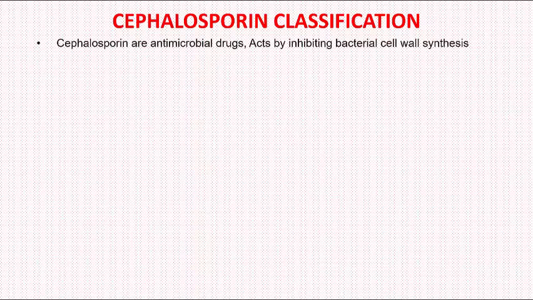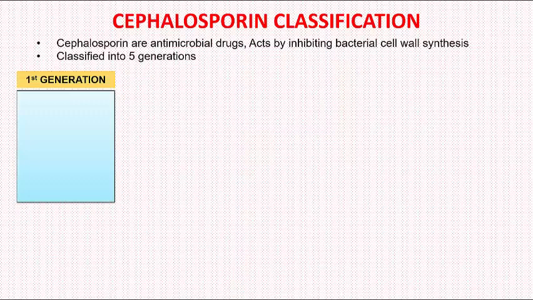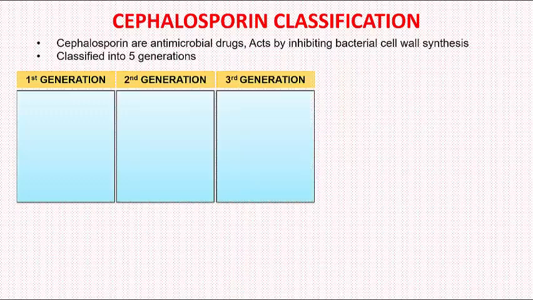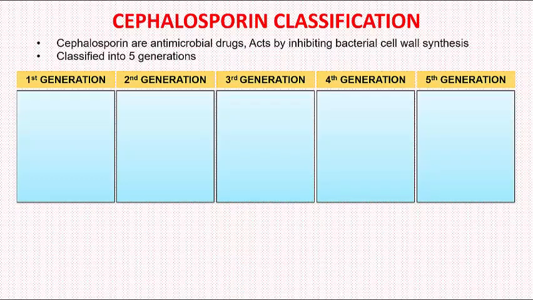Hi friends, today we will talk about the classification of cephalosporins and I will tell you some tricks by which you will be able to remember the classification within the next 4 minutes. So we begin. As we know, cephalosporins are antibacterial drugs and like penicillin, they act by inhibiting bacterial cell wall synthesis. They are divided into 5 generations. We will go through the drugs that belong to each generation one by one.